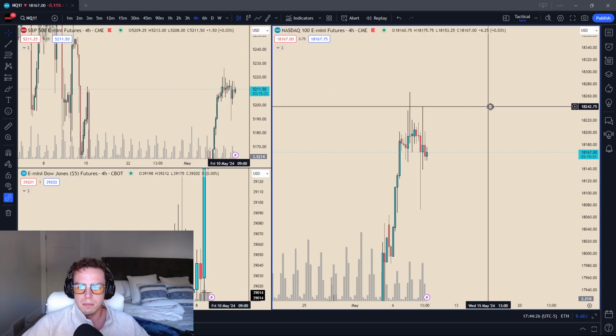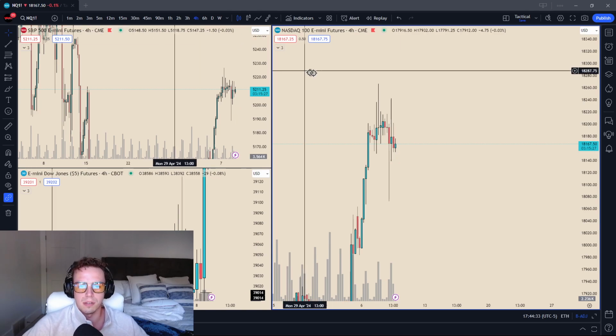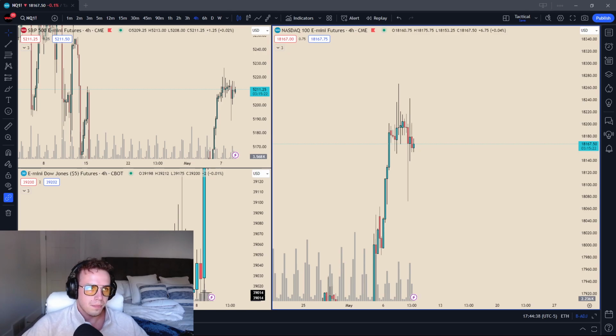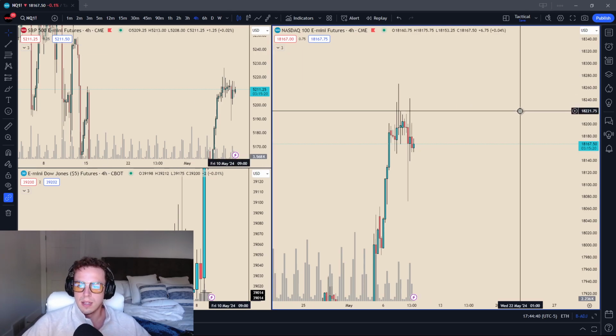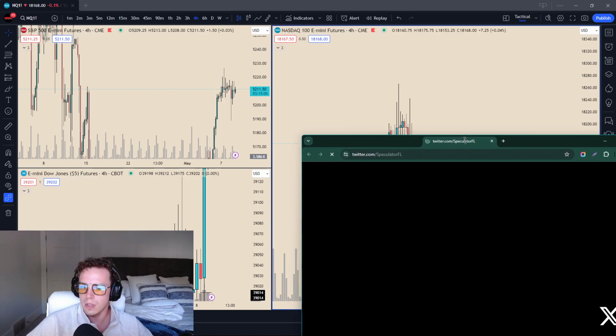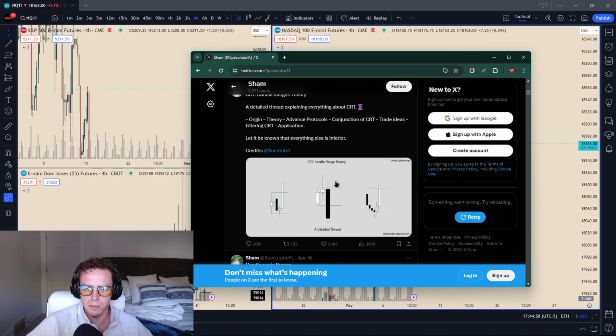But candle range theory basically is an ICT concept to help you determine your bias or predict where the market's going, and we'll go over lots of different examples for that today. Basically, to put it simple, just an ICT concept. I'm going to look up a picture for you guys so you can see what we're looking at here. We talked about this the other night. Where is it? There's a picture right here.